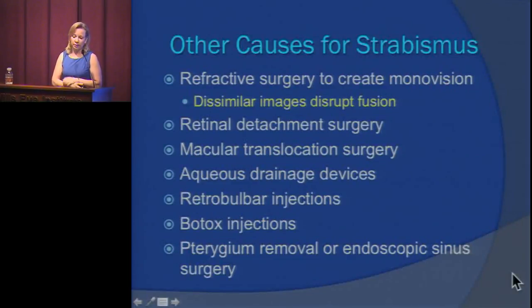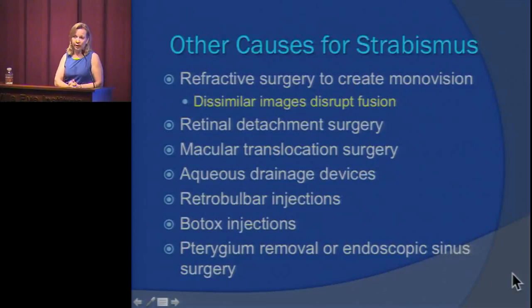Other causes for strabismus include refractive surgery to create monovision. I'm putting these in because they're not necessarily incomitancies or vertical deviations, but they are other causes for strabismus that you want to be concerned about. These will cause dissimilar images that disrupt fusion. That's also true with macular translocation surgery, which can create significant problems with fusion. Retinal detachment surgery, when you place those bands, be careful of where you're putting them and the involvement of the muscles, because you can create significant concomitant deviations, and occasionally we'll have to go out and take out some of those bands to get the strabismus to settle down.